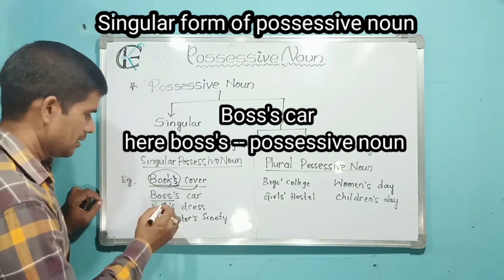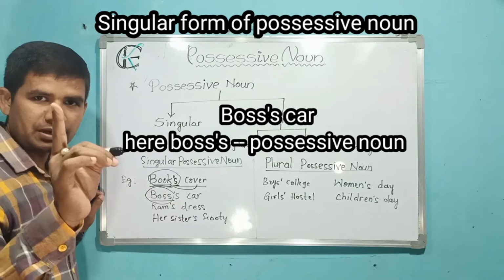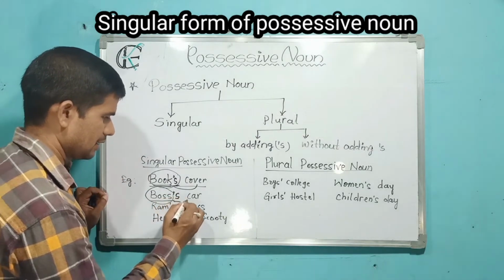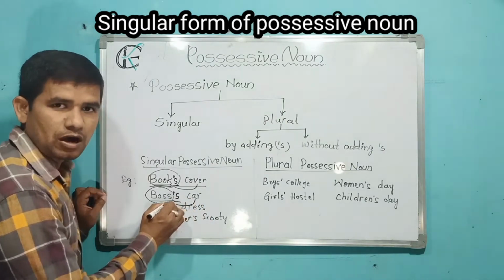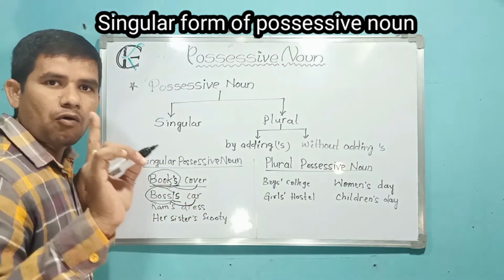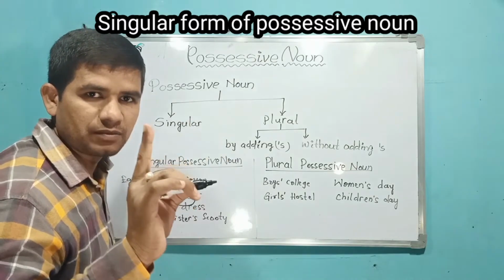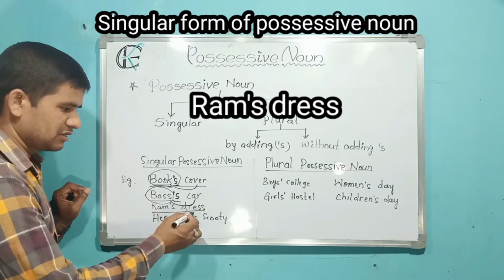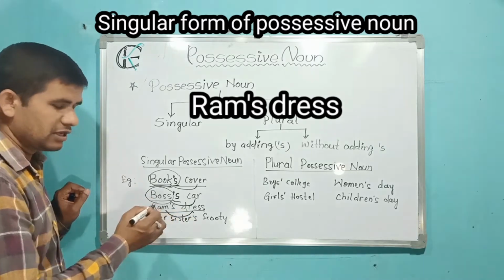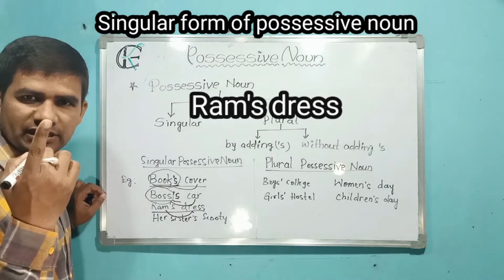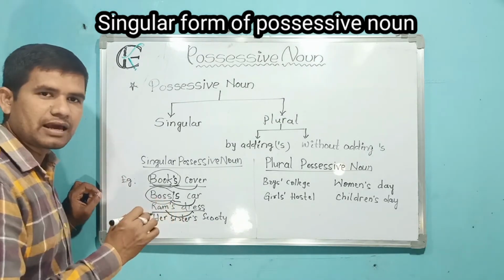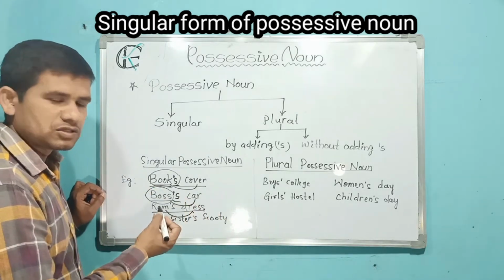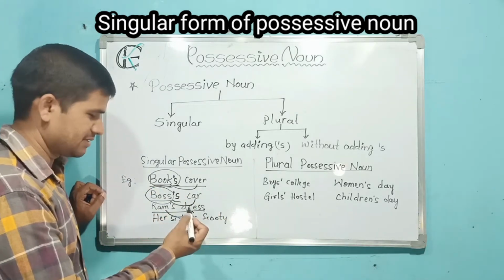Then next example, see boss's car. Boss's car means here boss is a single person, so we should write boss, then apostrophe and s, and the car belongs to the boss. Here the car is only for the boss, the single person. Ram's dress means this dress belongs to Ram. So here Ram, how many persons? Single person, isn't it? So after Ram we should write apostrophe then s. So it is correct: Ram's dress.